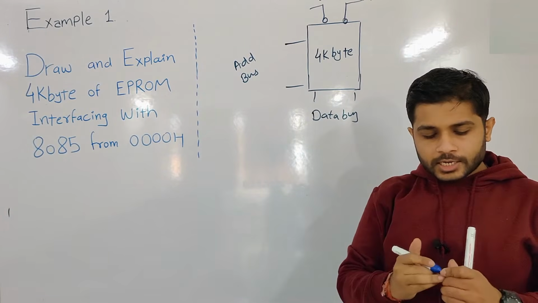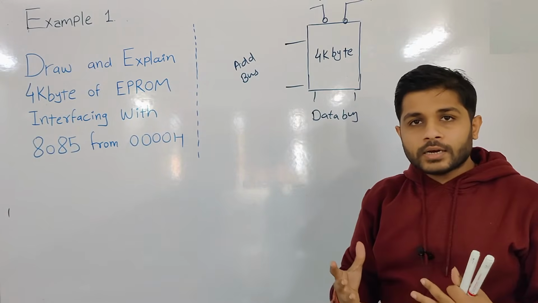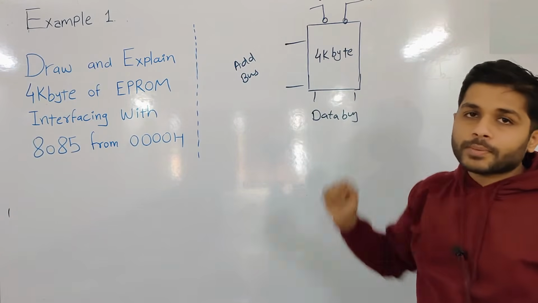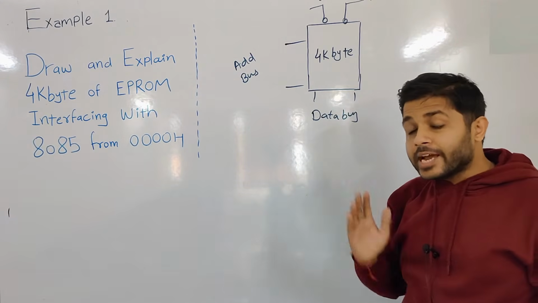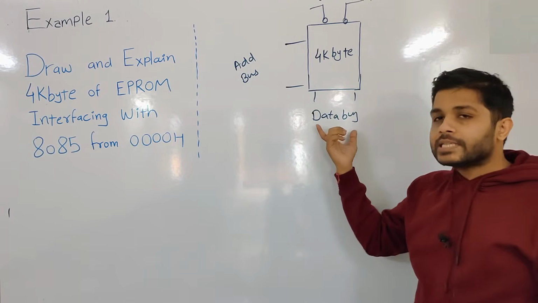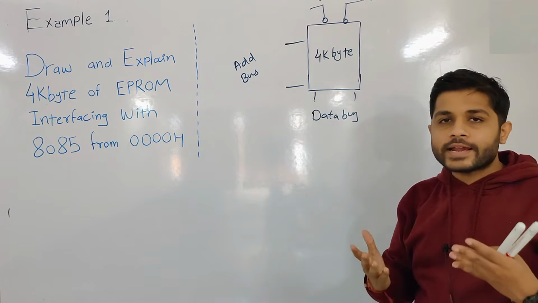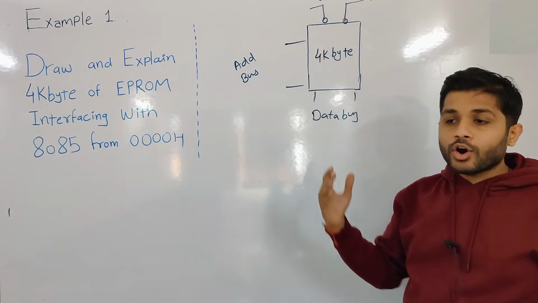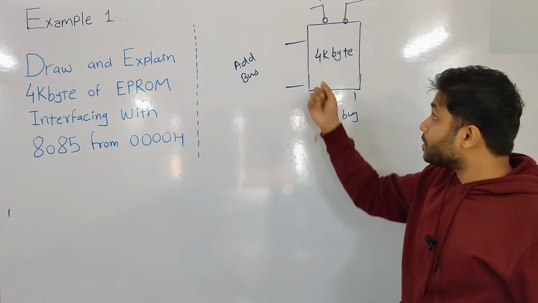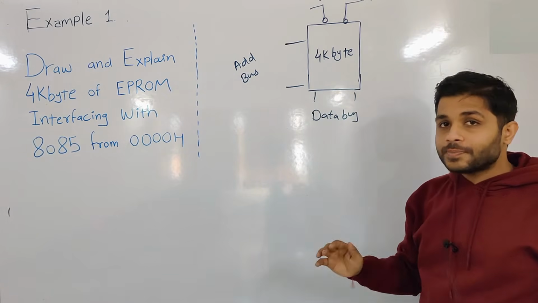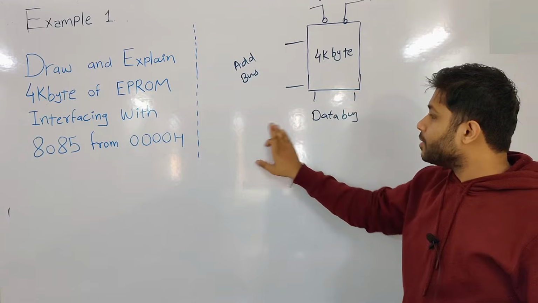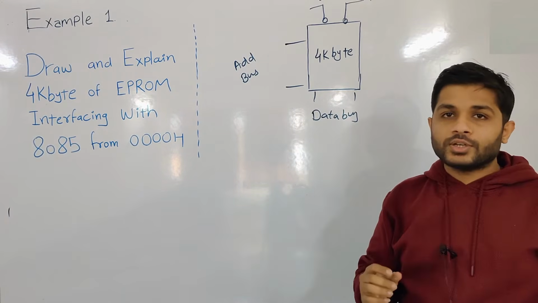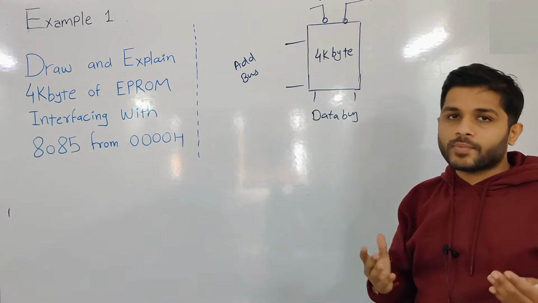What is the meaning of chip select? To transfer data, the processor has to send an active low signal at this particular pin. When the processor sends an active low signal, then this chip will be selected, and after that the processor can read and write data from this memory. If this chip is not selected, or if an active high signal is sent to this pin or no signal is sent to this pin, in that case the processor won't be able to communicate with this memory. So chip select is a must to transfer data between processor and memory.